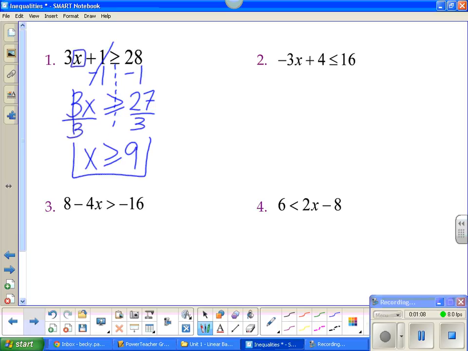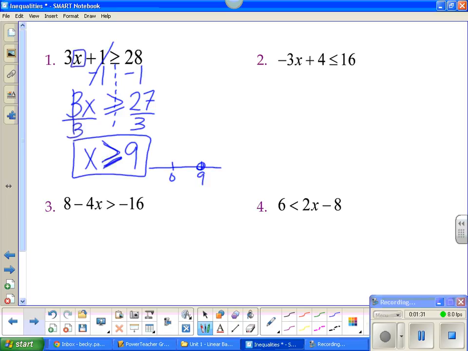Now let's talk about what this answer means. This says that x is greater than or equal to 9. That means it can be 9, yes, because it has the equal to, but it also means it can be anything bigger than 9, so 10 or 15 or 162 or a million. It's anything greater than or equal to 9, and I'm sure you've seen a number line.